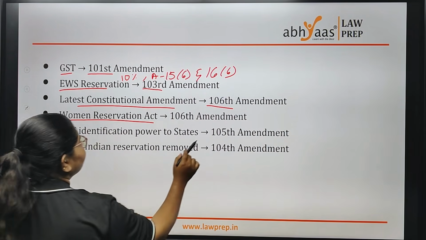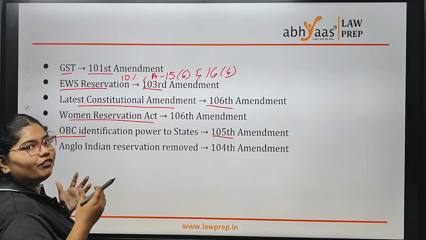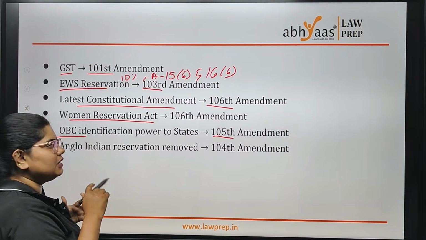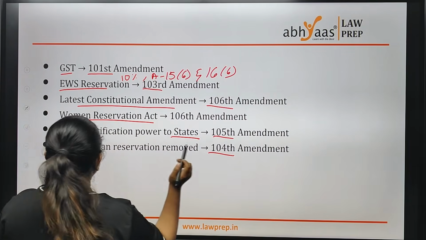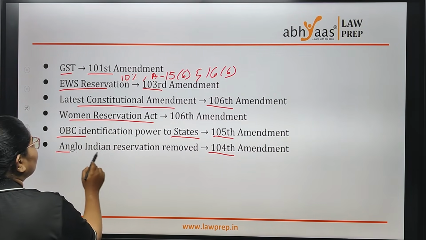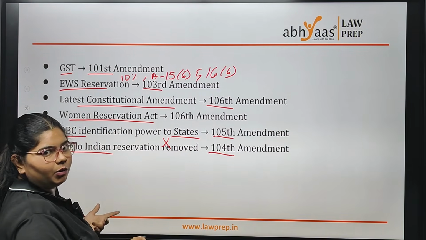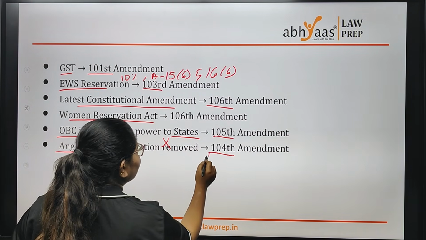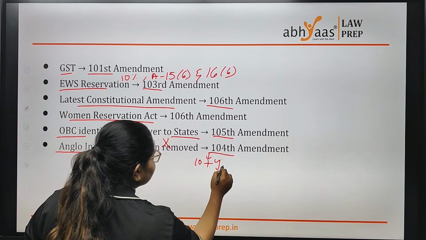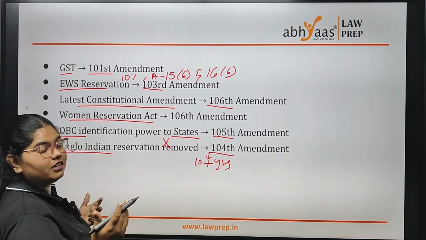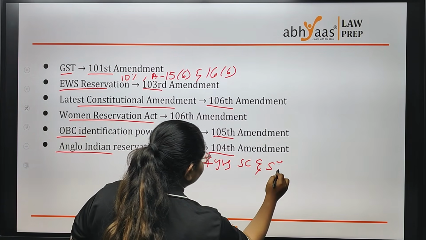And then 105 talks about OBC identification. The power of identification of these OBCs will be given back to the state. And then 104 Amendment is talking about Anglo-Indian reservation being removed. If you want to remember anything more about 104, you can also remember 10 plus years. In a sense, they have extended 10 years for SC and ST reservations.